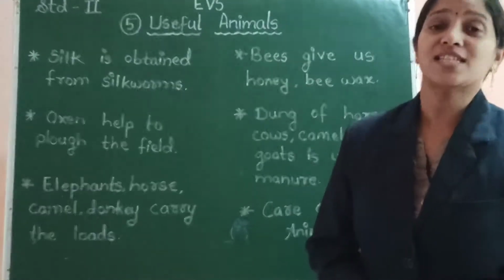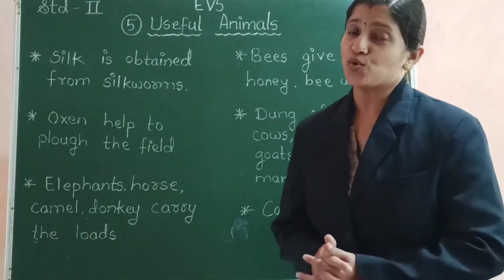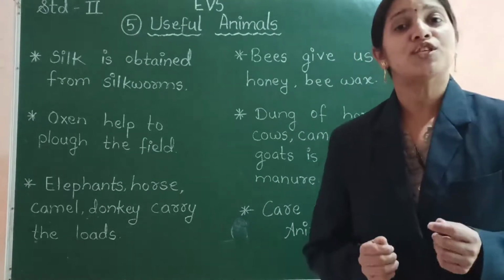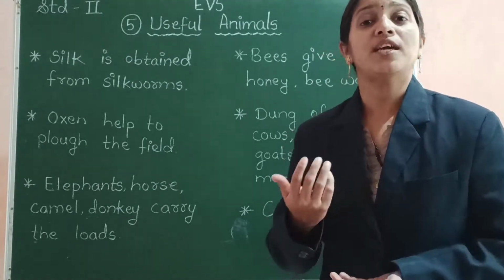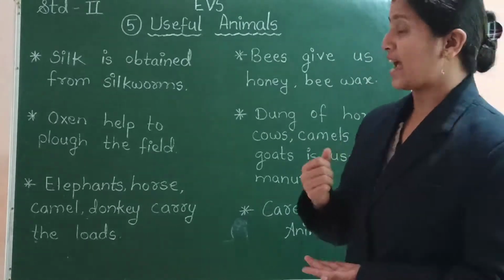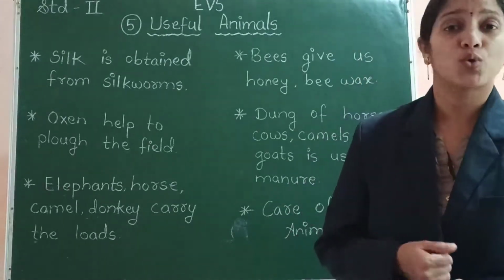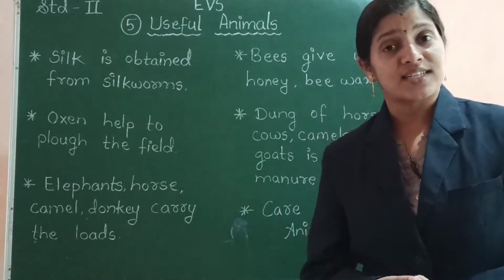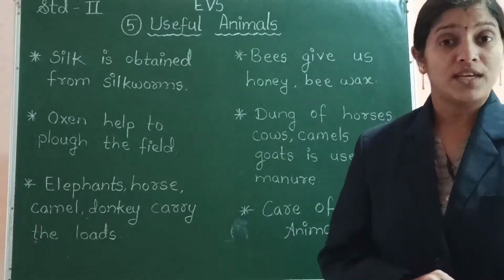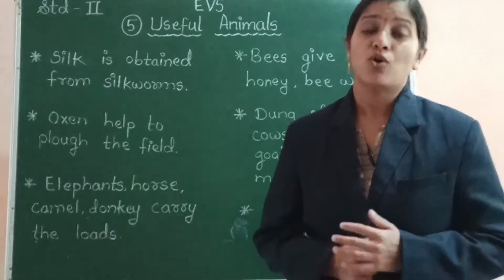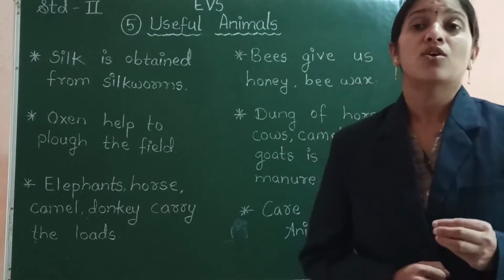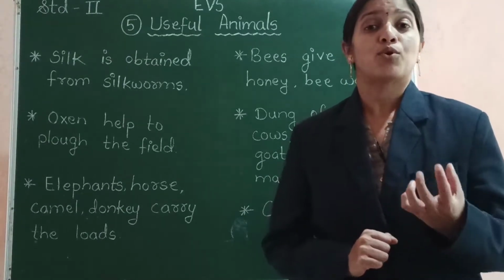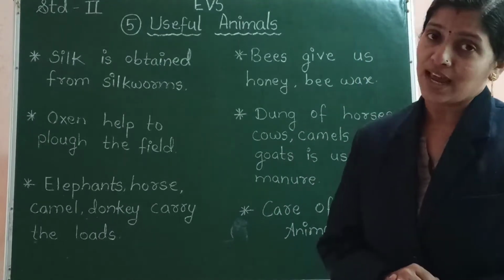In our last class, we learned about the useful animals. So we saw that there are various animals which are useful to us. We learned about the farm animals. We learned that animals like cows, buffaloes, goats provide us milk. Also the hens and ducks give us eggs. We get wool from the sheep. We also learned that the leather products or the leather objects that we use in our daily life are produced from the skin of the animals.